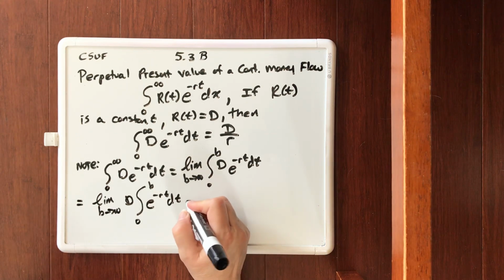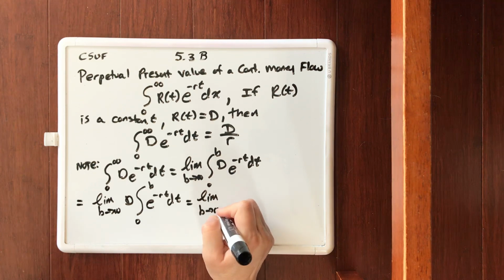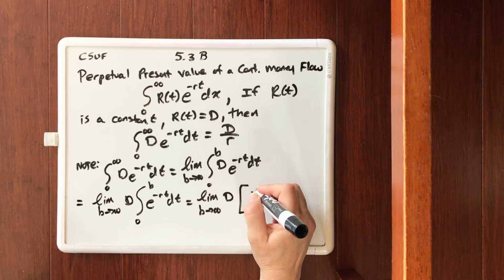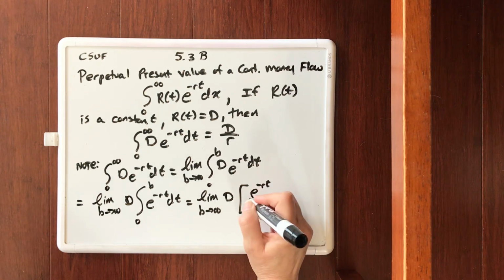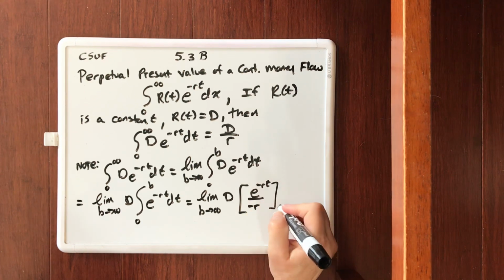All right, so let's continue doing that, which is infinity times d. This becomes e to the negative rt over negative r, and we're going from 0 to b.